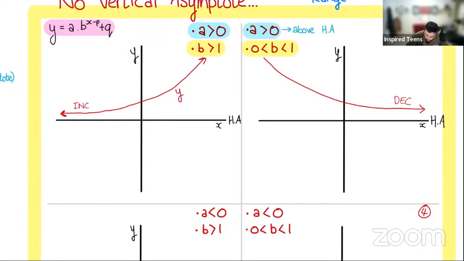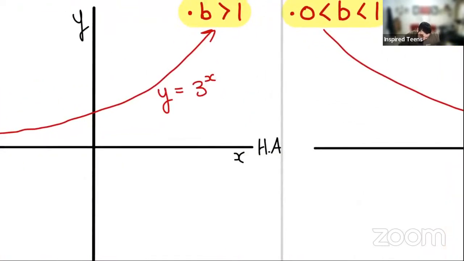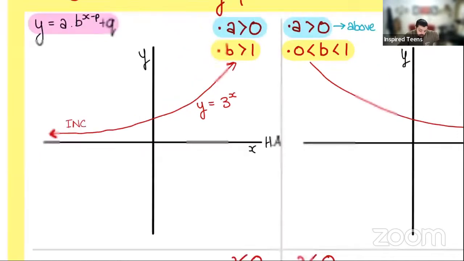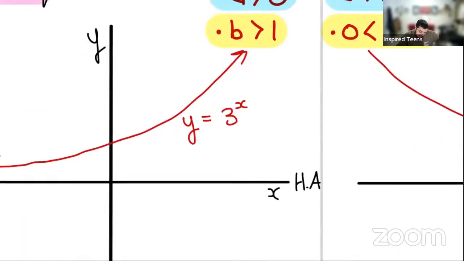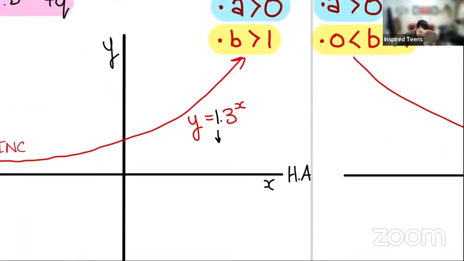Here's an example for this one. y is equal to 3 to the power of x. You might look at this and say, but wait, where is a? What you need to note for exponentials is to always treat the direct base of the exponent as b. So what is b here? 3. Don't think that a doesn't exist or that a is 3. a definitely does exist here. a is just 1. So this is 1 times 3 to the power of x.